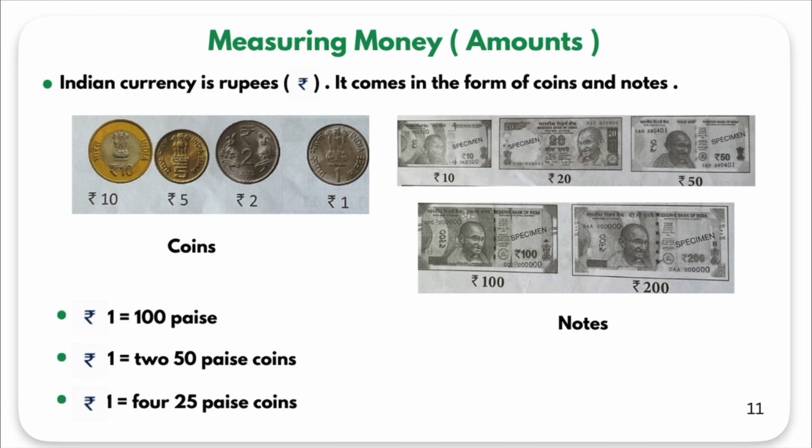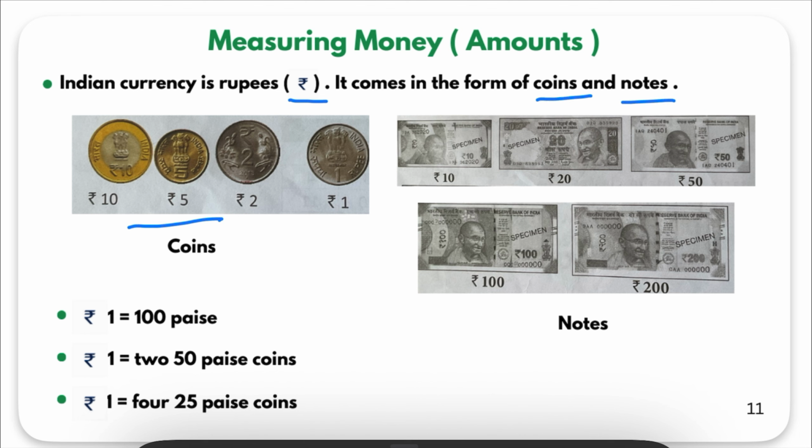Now let's know about measuring money. Indian currency is rupees. When we go to the market, if we want to purchase something, we use rupees, isn't it? So it comes in the form of coins and notes. So these are all coins and these are the notes. This is a 10 rupees coin, this is a 5 rupees coin, this is a 2 rupees coin and this is a 1 rupee coin. Okay, coming to the notes.